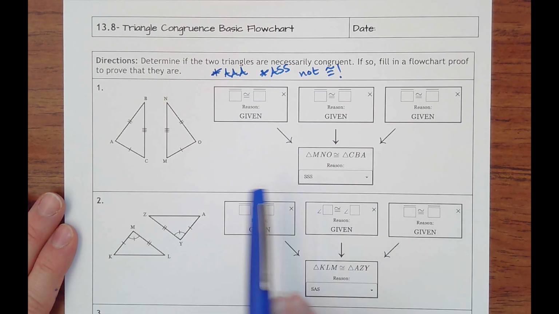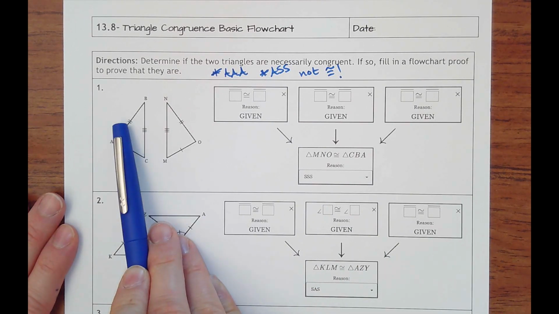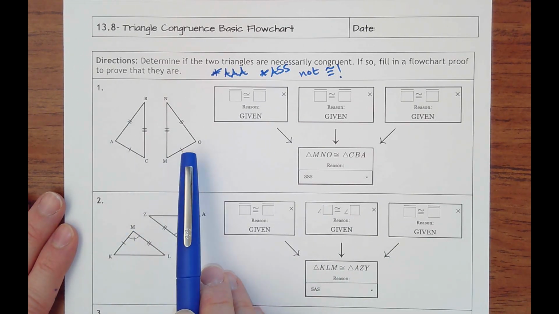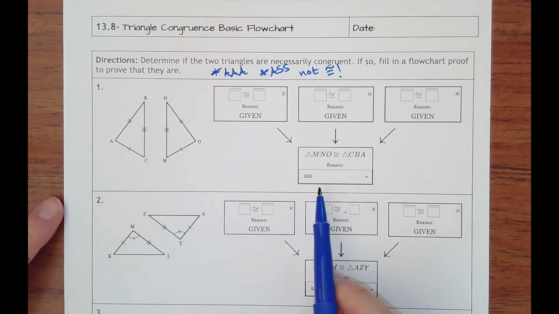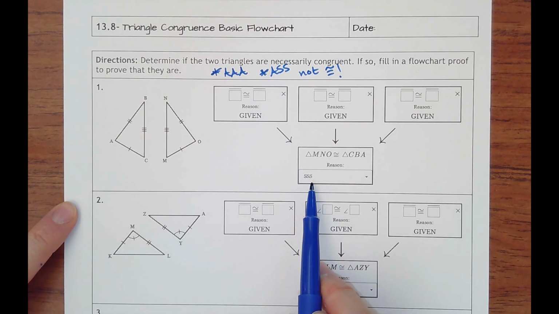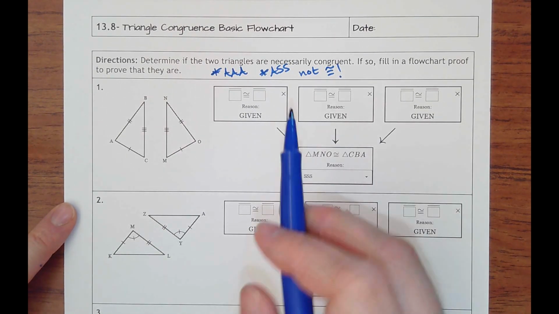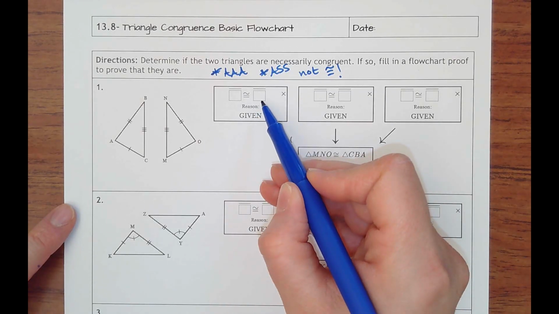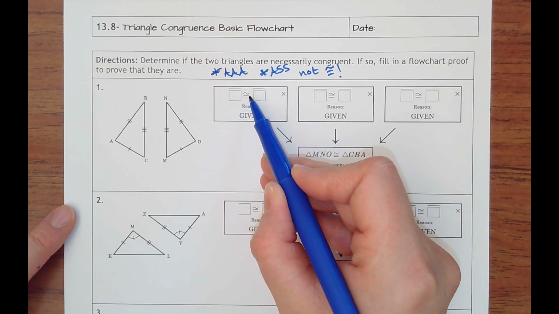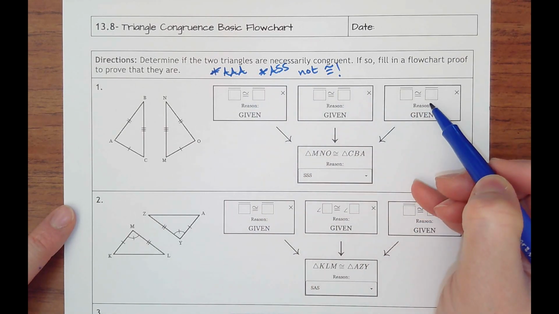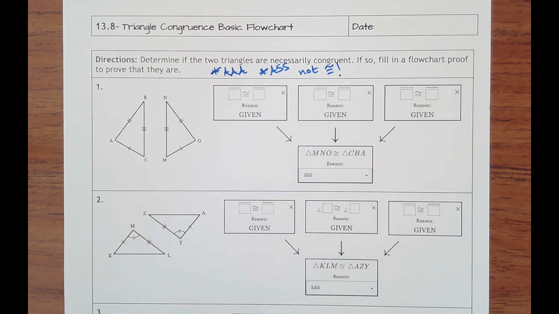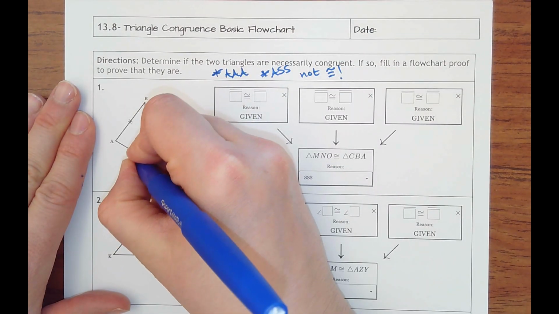Okay, and so what you'll have to do is you will pick the reason. So I go through and I look. I have side, side, side, congruent to side, side, side. So I know these triangles are the same by side, side, side. And so then you'll have to pick that you want to then compare the sides, the sides, the sides.